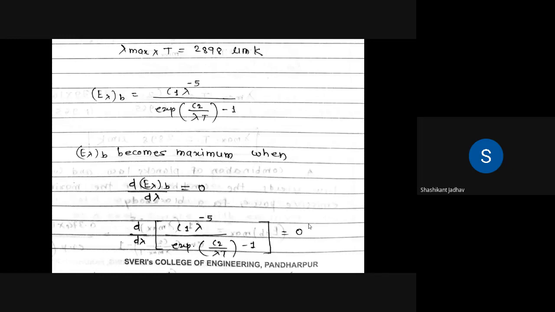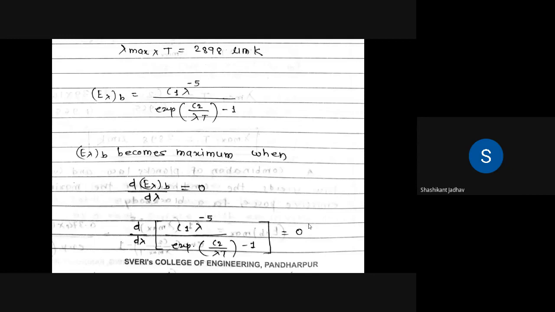ओके, किंवा आपण डेरिव्हेटिव्ह घेणार आहे. सो टेक द डेरिव्हेटिव्ह ऑफ दॅट E lambda b. E lambda b मॅक्झिमम कधी असणार आहे तर त्यावेळेला त्याचं डेरिव्हेटिव्ह आपण 0 कन्सिडर करतोय, म्हणजे आपण त्या पूर्ण टर्मचं डेरिव्हेटिव्ह घेणार आहे. So derivative of E lambda b with respect to lambda is equal to 0. So we have to take the derivative of that whole term with respect to lambda. So d upon d lambda of that term, that is C1 into lambda raised to -5 divided by exponential of C2 divided by lambda into T minus 1, is equal to 0.